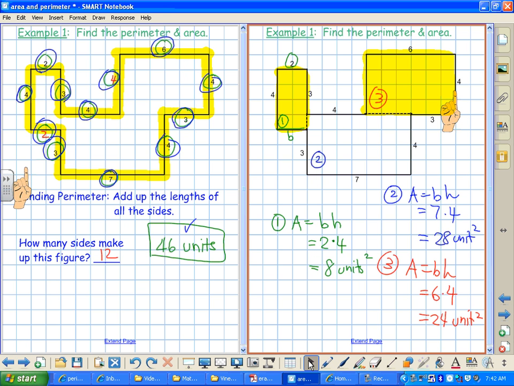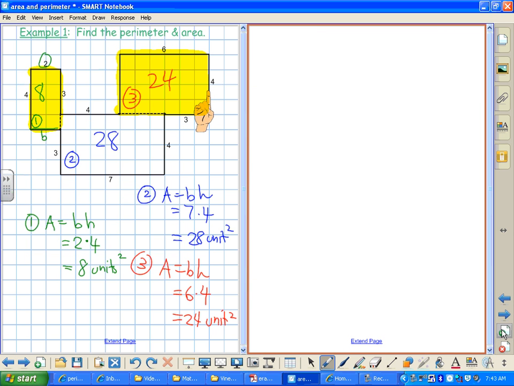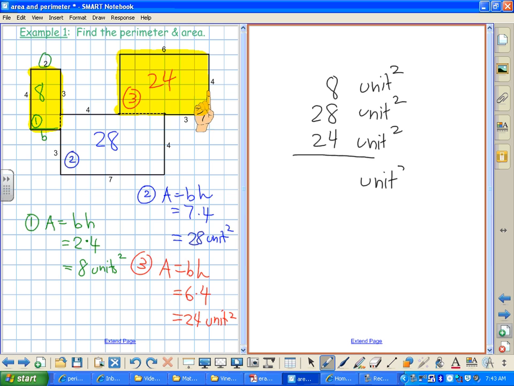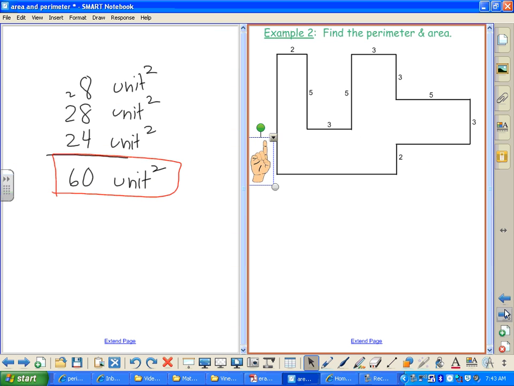Now, what do I do with all of these three different areas? Well, if the area of this is 8 units, if the area of the second one is 28, if the area of the third is 24, and I want to know the total area, well, you need to add up all three, obviously. So take the 8, take the 28, take the 24, add them up. Notice how they're all units squared, units squared, units squared. That's going to follow through. Units squared. That's 16, 20, 60. So my total final answer, the area is 60 units squared. Okay? All right, let's move on to the next problem here.